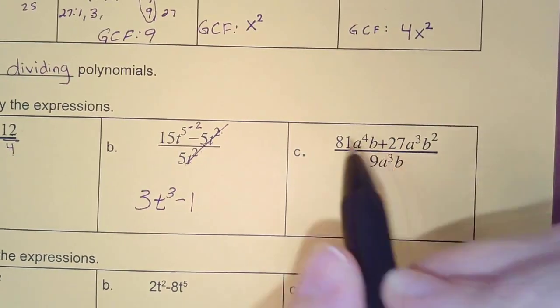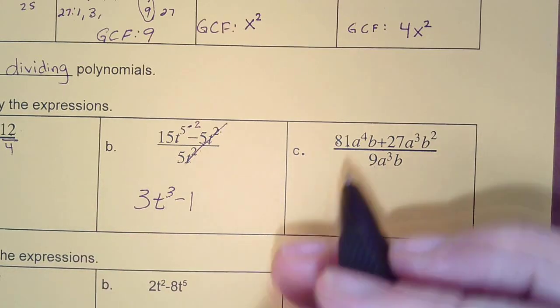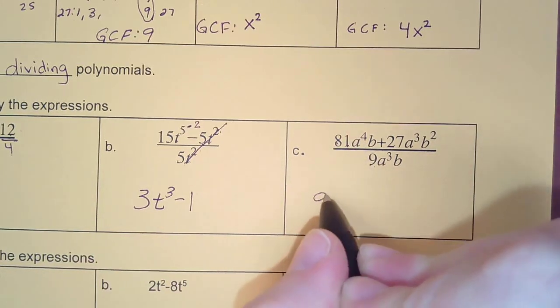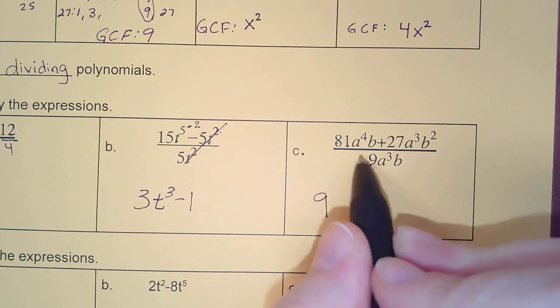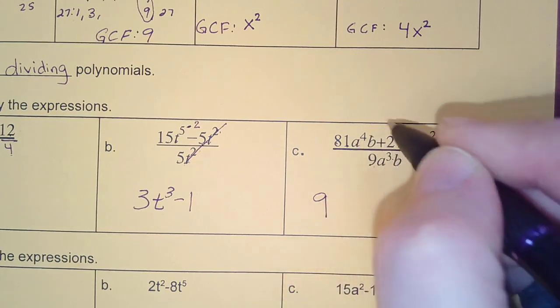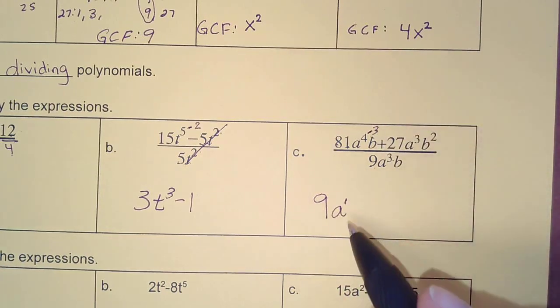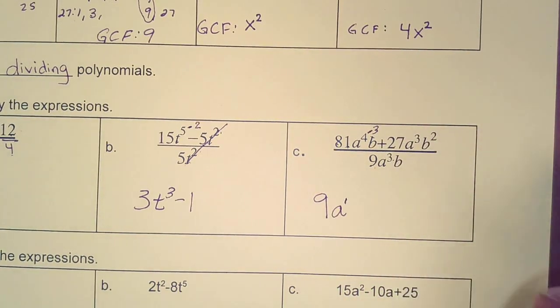Last one. 81 divided by 9, so whole numbers divide like normal. 81 divided by 9 is 9. Variables, subtract the powers. A to the 4th divided by a to the 3rd, subtract. So it becomes a to the 1st. We don't need that one, but it's not wrong to have it.